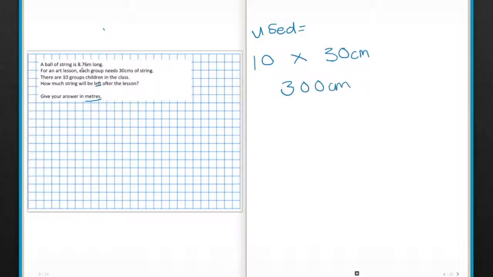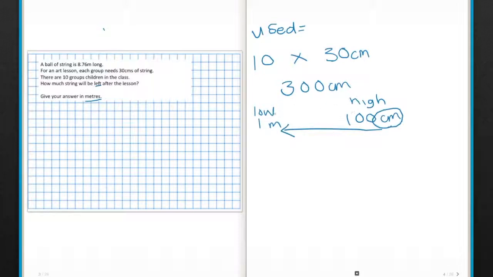I started with 8.76 metres of string and my answer is in metres. So I'm going to change this into metres. 1 metre equals 100 centimetres. Which number is highest? This one, 100. 1 is lowest. I'm at centimetres and I want to go to metres. So I'm going from high to low.